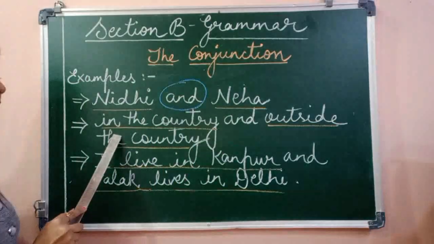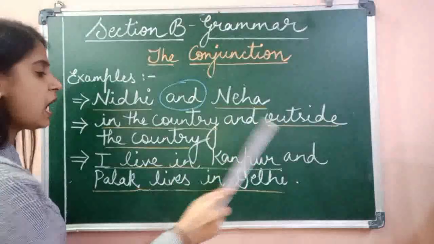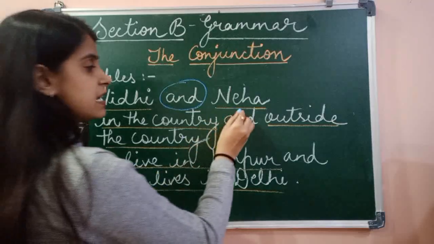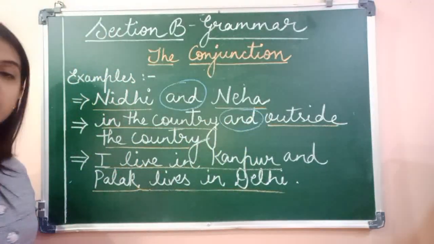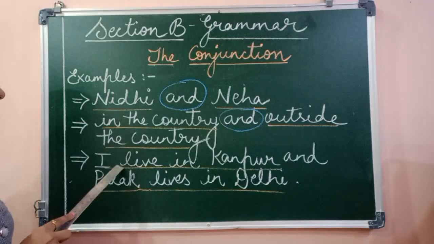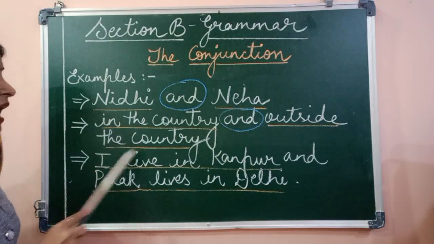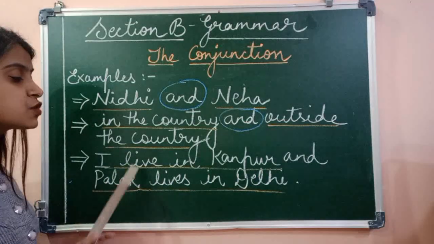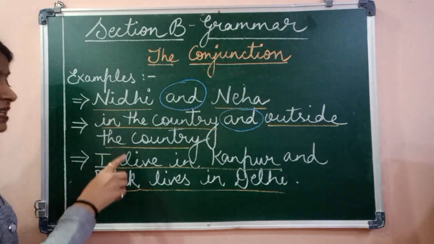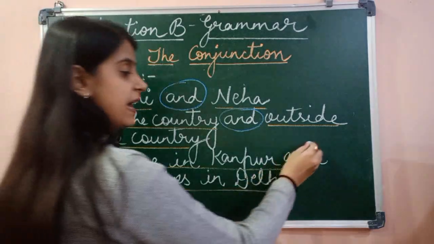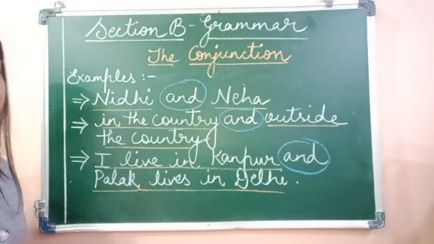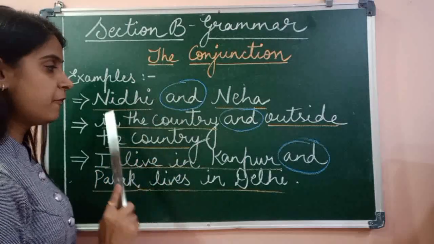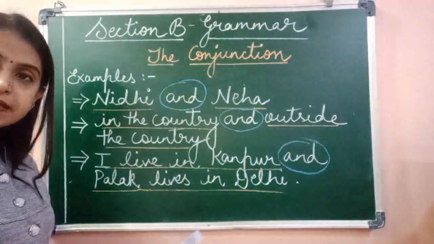Then in the second example you see in the country, outside the country. These two are phrases and these phrases are joined by using the conjunction and. Okay. Similarly, in the third example, I live in Kanpur, Palak lives in Delhi. So these are two different sentences and these two sentences are joined again using the conjunction and. So a conjunction is a word that joins words, phrases or sentences, right?